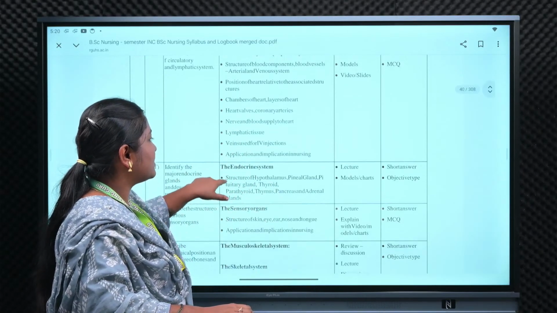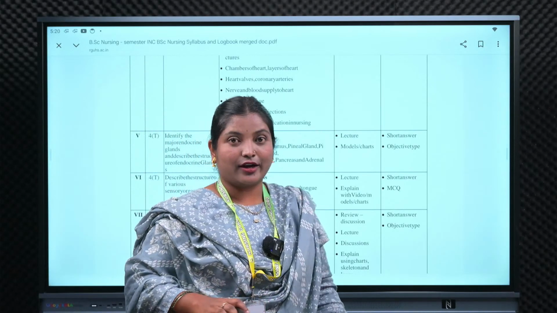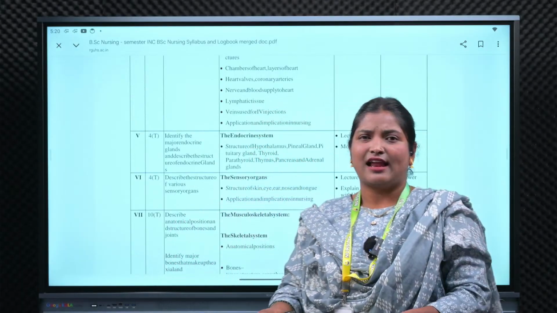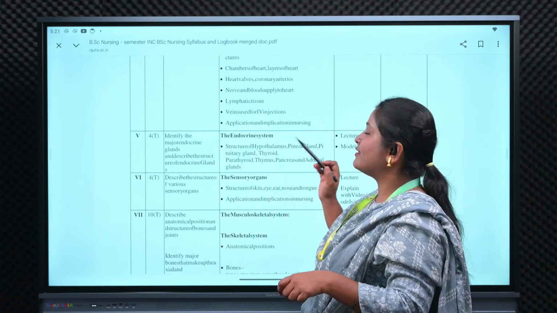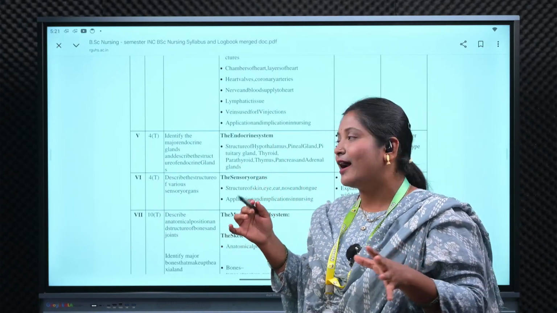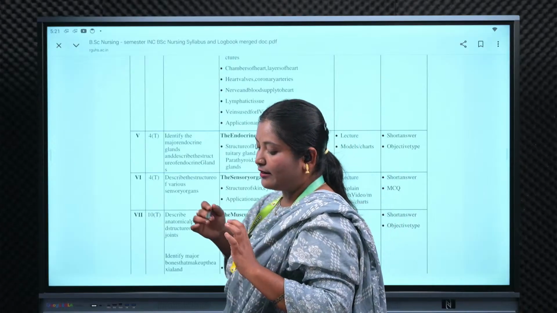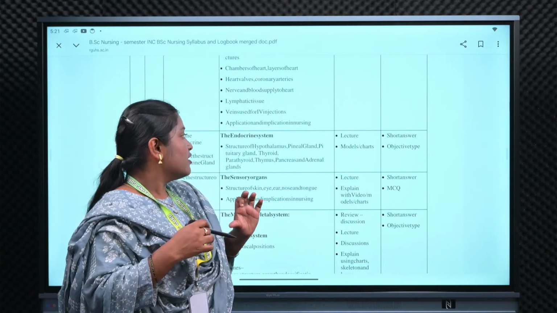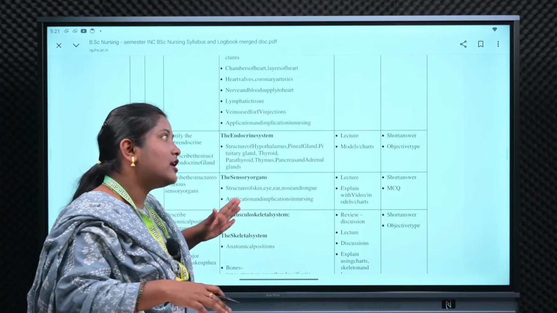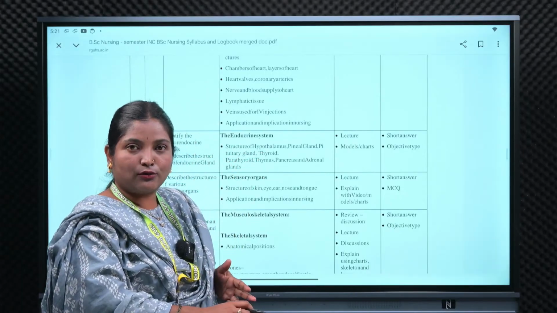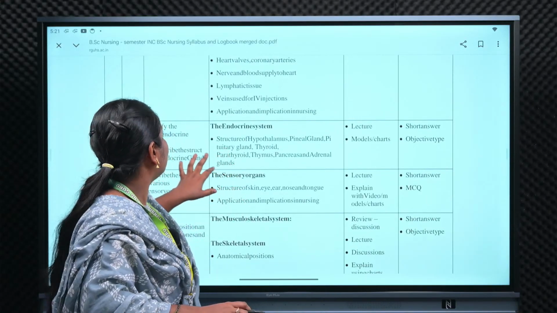The next one is the endocrine system. The endocrine system is all about hormones. We are going to study the various glands present in our body: the hypothalamus, mainly the pituitary gland and pineal gland, and also the thyroid gland, parathyroid gland, pancreas, and adrenal gland. All the glands secrete hormones, and this is one of the very important systems you should know thoroughly in your course. It is a very important unit.